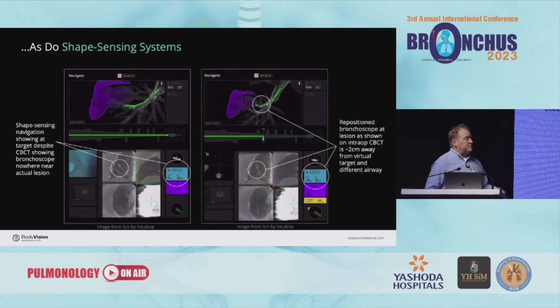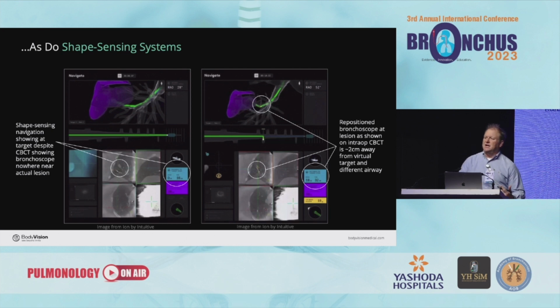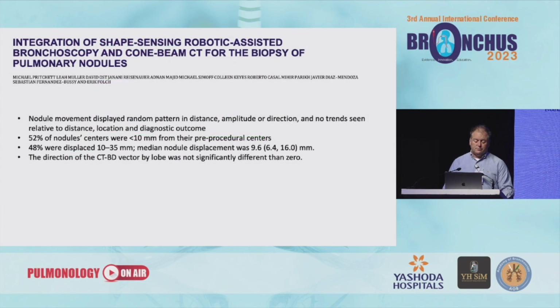Same with the shape sensing systems. This is not one system better than the other. They all suffer from CT to body divergence. And you still get significant CT to body divergence, in this case 2 centimeters away from what the Ion had thought you were at. That's going to be the difference between a diagnostic and a non-diagnostic case. And in particular, depending on where the lesion is located, that's going to be the difference between a massive complication when you biopsy a large vascular structure as opposed to sampling the actual lesion.